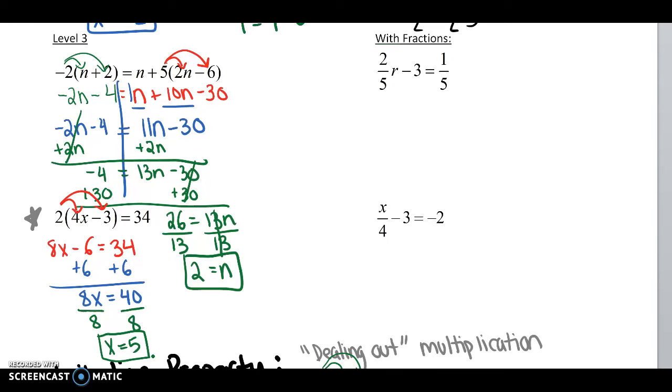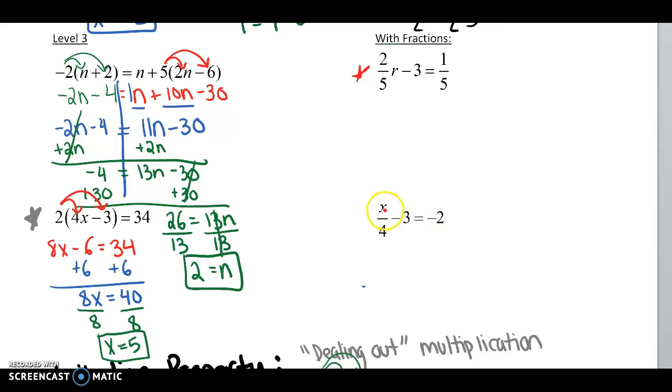All right, last one is our favorite. We're going to work with fractions. The good news is when you're working with fractions, nothing changes just because it's a different kind of number. A fraction is just like any other number. This is just like any other equation. This time I'm actually going to start with the second equation and leave the first one for you to try on your own. So I have x divided by 4 minus 3 equals negative 2.